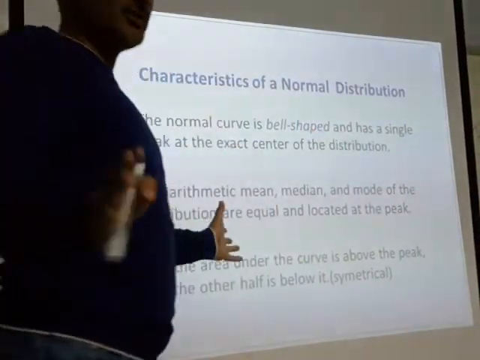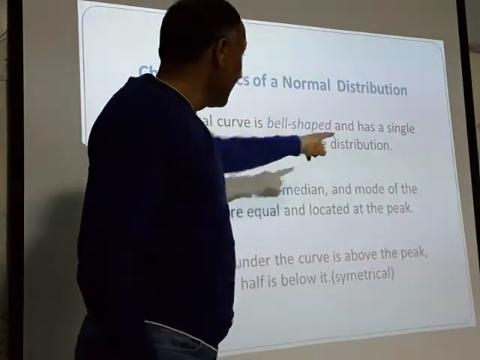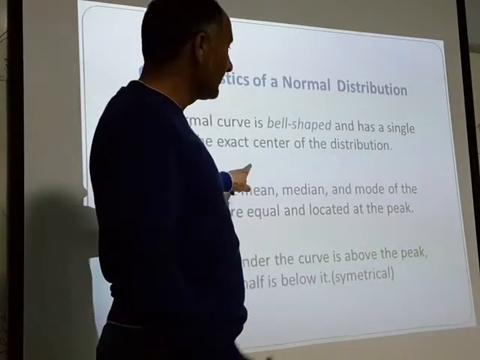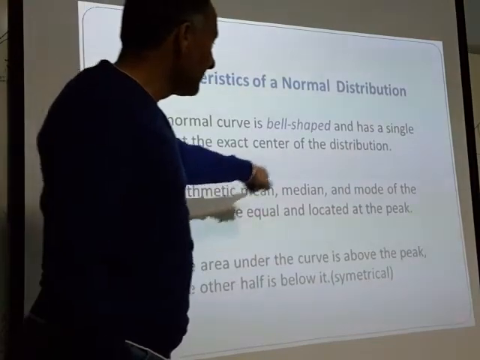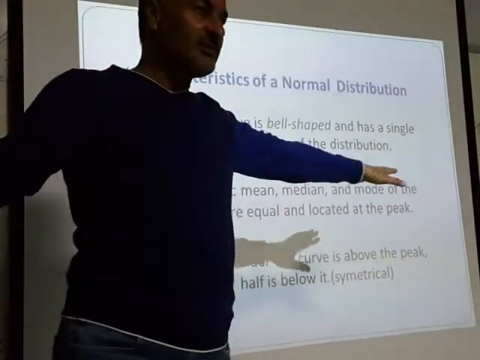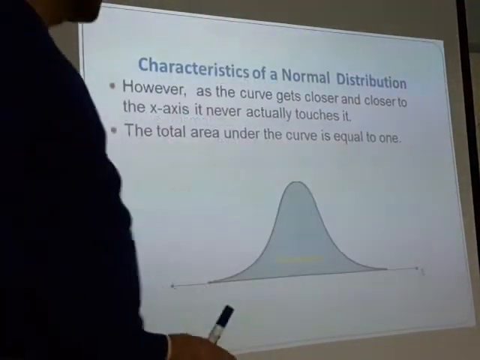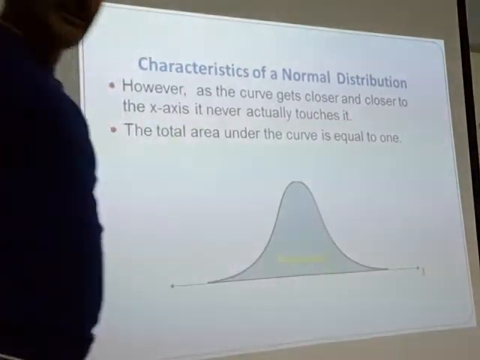No rocket science here. The normal curve is bell-shaped and has a single peak at the center. The arithmetic mean, median and mode are at the same point. Half of the area is here, half of the area is there. That's why I call it symmetrical. So simple, no? Nothing to worry about. The total area is equal to 1.